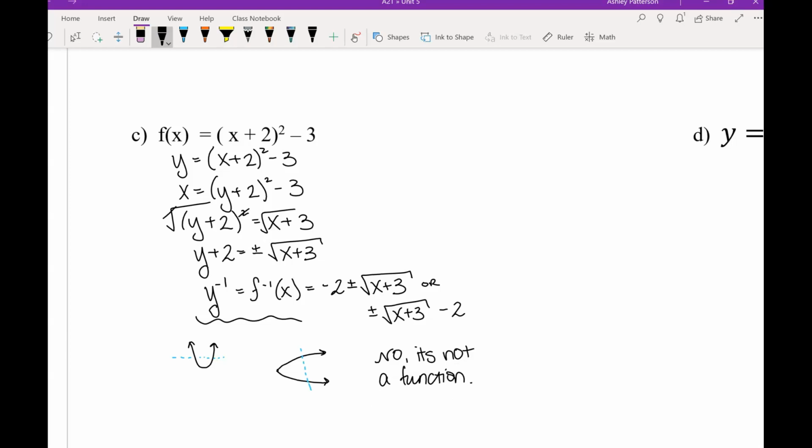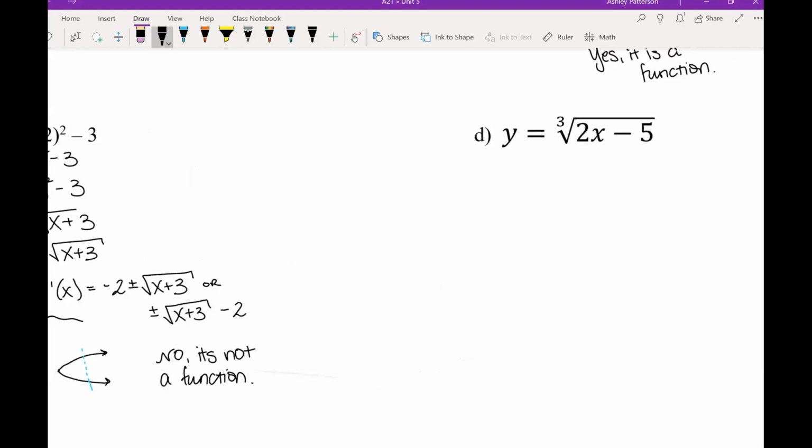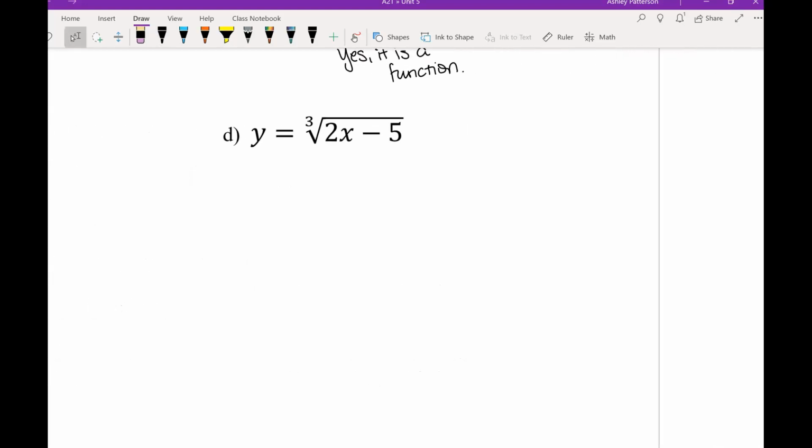Okay, let's take a look at D. It is a cube root, and yep, you guessed it, we need to switch the x and the y. We were asked to find the inverse function. We were not asked to verify. Be careful, you guys. If you're asked to verify, that's what we did on the first page. Now we're finding it algebraically.